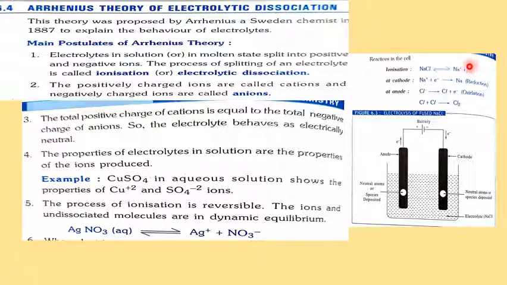Okay, after splitting, how much positive charge is there? The negative charge is also equal to the positive charge. That means the total positive charge of cations is equal to the total negative charge of anions. So the electrolyte behaves as electrically neutral.